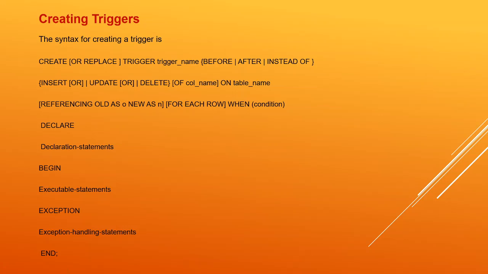Now the next point that has to be specified is, you want the trigger to be fired before that event happens or after that event happens. All right, so that specification also needs to be made, and of course a name should be given. Right, when the trigger fires, what exactly you're expecting the trigger to do, we write it in the executable statements. All right.